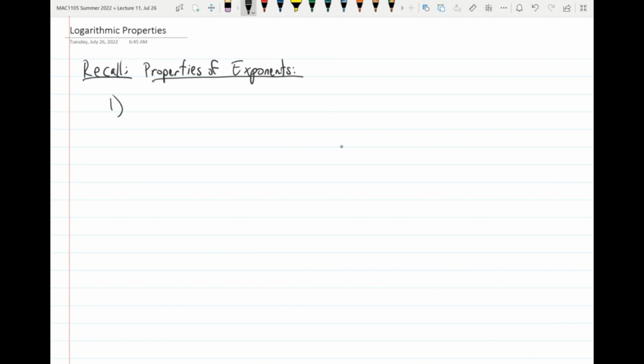So assume that b is different than 1 and different than 0. Okay, so what's b to the 0? This is 1. So it has a logarithmic counterpart, okay? Then this one is super silly, but it also has a logarithmic counterpart, so let me just write it. What's b to the 1?